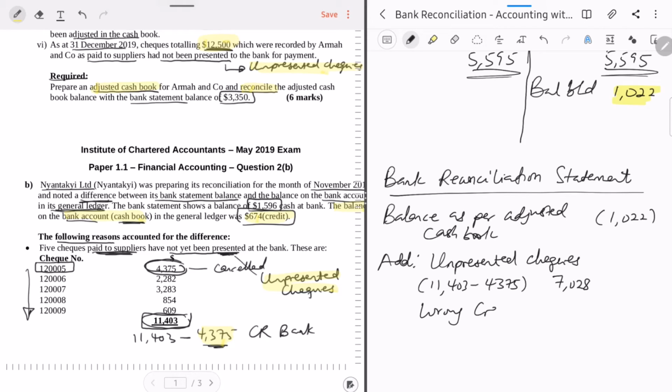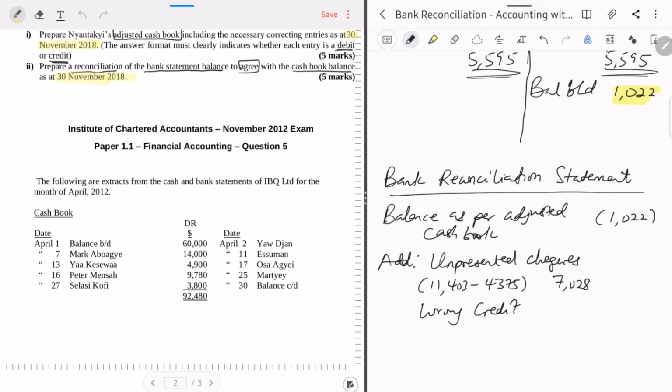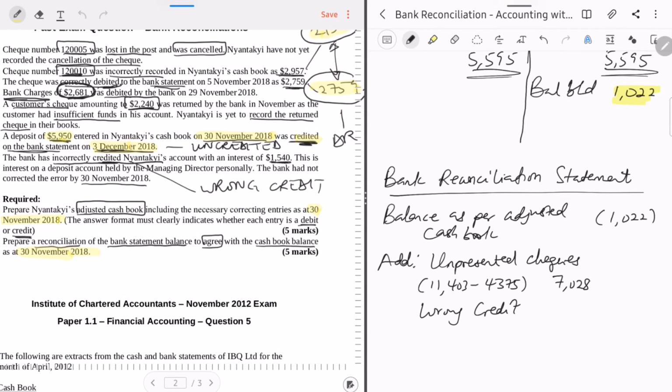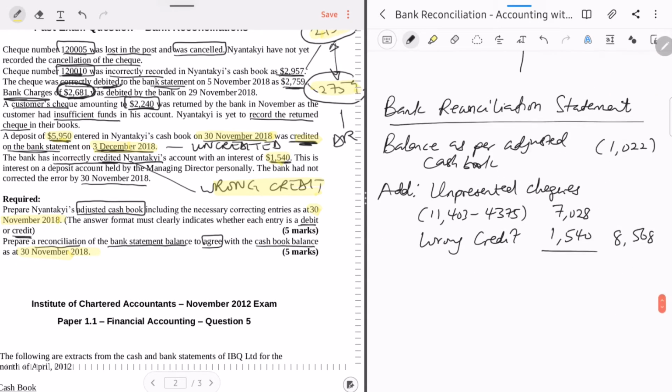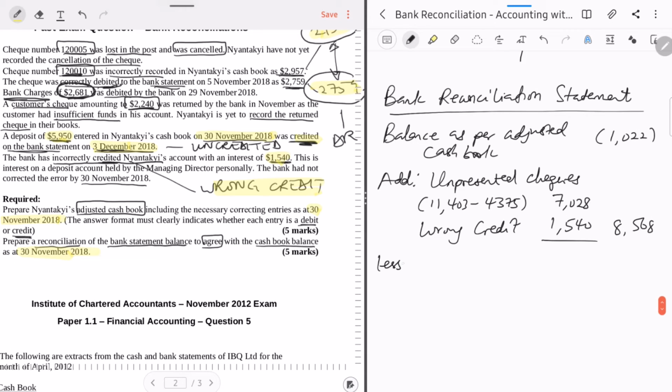Then I add what? My wrong credits. Did I have any wrong credits in this question? I think we did. Good. There it is. Wrong credits of what? 1,540, right? So 1,540. Okay, so let's add these. We have 7028 plus 1,540. Then we get 8,568.